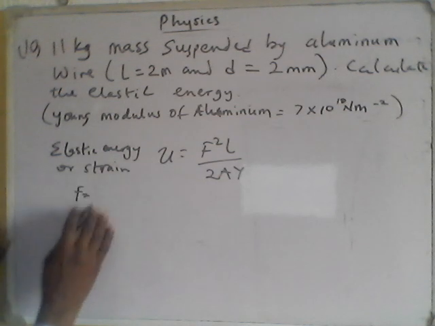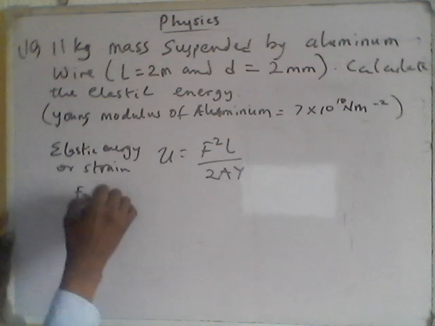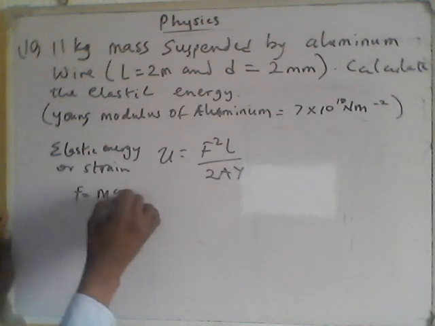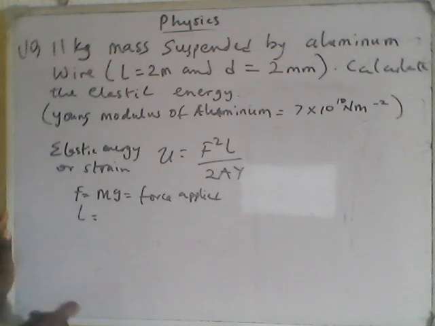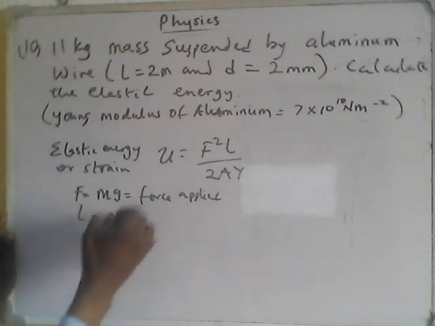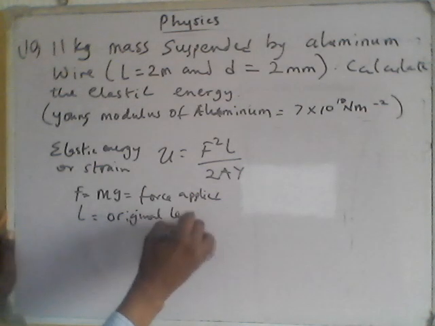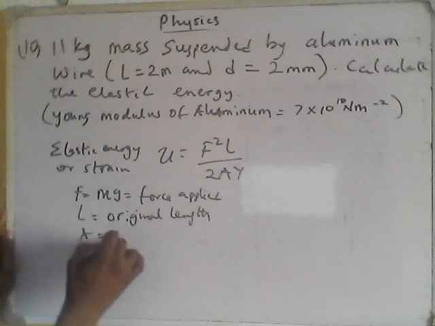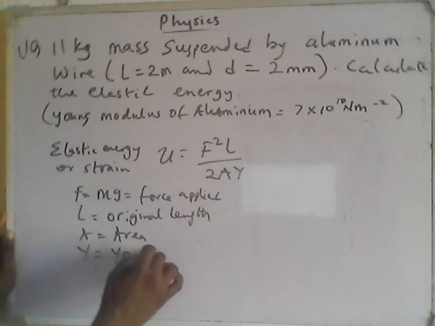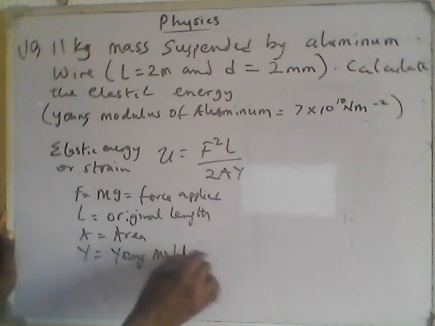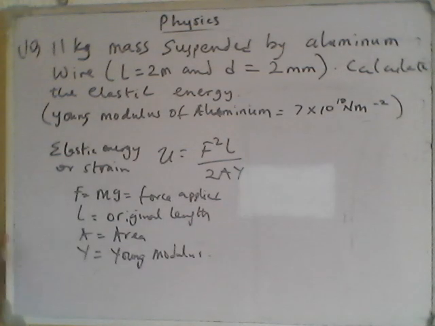Okay, what does all this mean? F is force, mass times gravity, which is also the force applied. L is the length, the original length. Then A is area, and Y is Young modulus, a constant. Young modulus is already given, so we need to just find the area. Let's see how we can get the area. The area is actually the cross-sectional area.